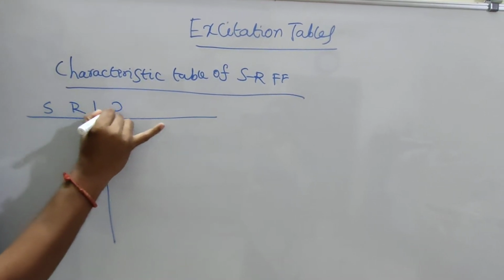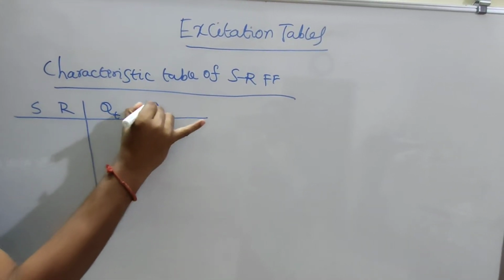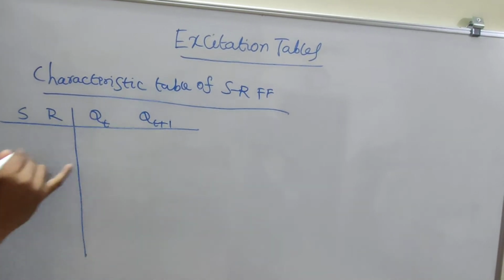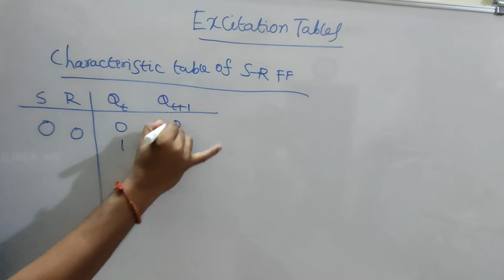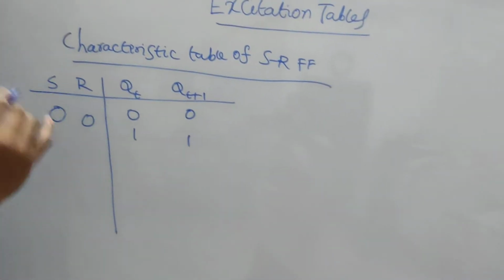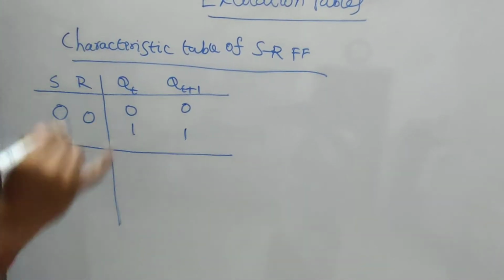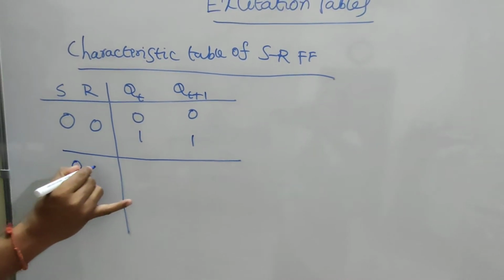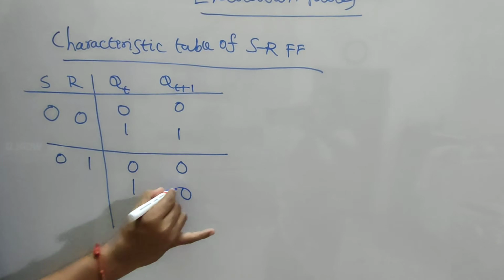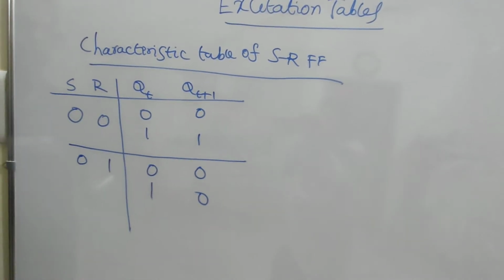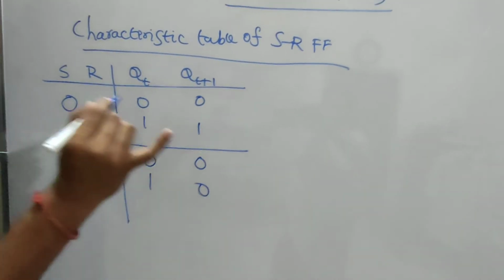SR, Q(t+1). 0 0 means it is a no change state. It is the no change state for SR. If it is 0 1, it is the reset state. Irrespective of the present value of the present state, the next state is always 0.